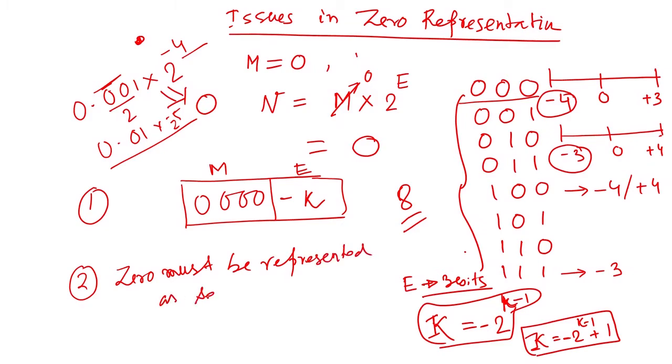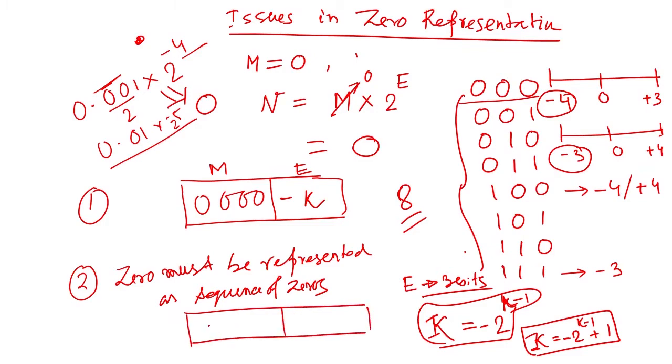Another thought is saying that 0 must be represented as a sequence of zeros. That means the second thought says this should be 0 0 0, and not only that, the exponent also should be 0. But one thought is that it should be a negative number, and another is saying it is 0 0 0. So, to match this, whatever the desired exponent is, we add that value with the highest negative number while representing the exponent.